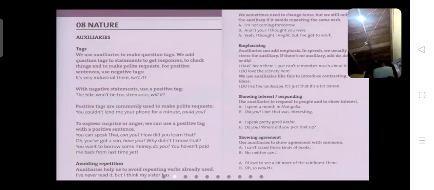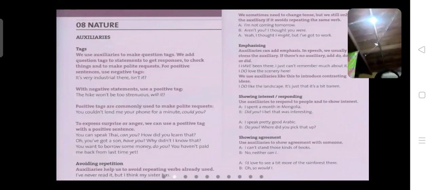And the last point, showing agreement. Use an auxiliary to show agreement with someone. A: I can't stand those kinds of books. B: No, neither can I. A: I would love to see a bit more of the rainforest there. B: Oh, so would I. Teacher, for the exercise, next slide.